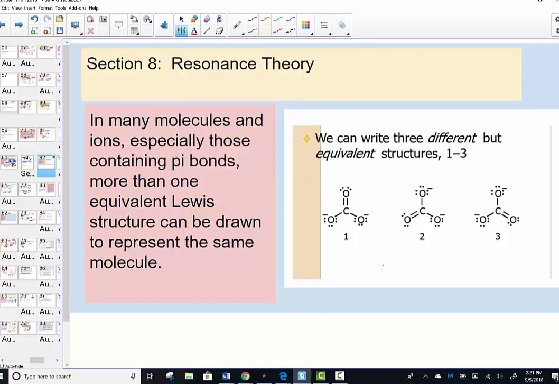So in many molecules and some ions, polyatomic ions, especially those that contain pi bonds, remember that's just code for saying double or triple bonds, more than one equivalent Lewis structure can be drawn to represent the same structure. We look at a polyatomic ion, for example, called carbonate. CO3 2- is the polyatomic ion called carbonate. Carbon is the central atom, and we've attached back the three oxygens in the polyatomic ion.